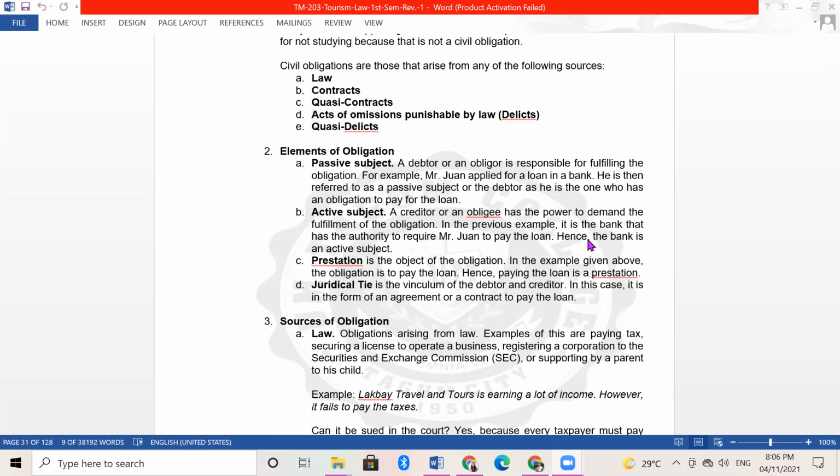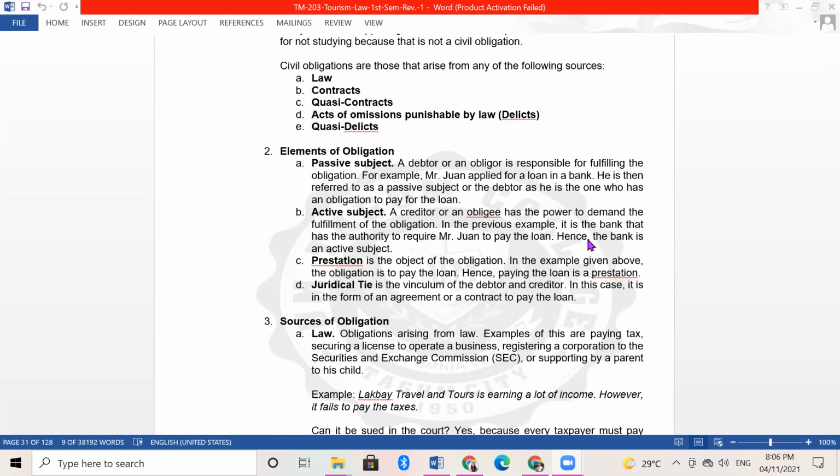So it is Mr. Juan's obligation to pay the loan. Second is the active subject. A creditor or an obligee has the power to demand the fulfillment of the obligation. In the previous example, it is the bank that has the authority to require Mr. Juan to pay the loan. Hence, the bank is an active subject.